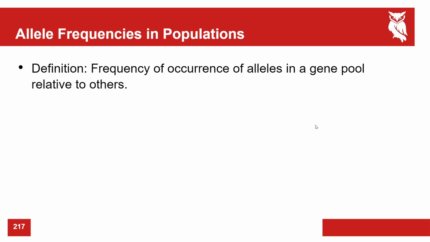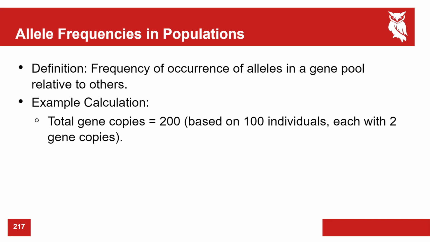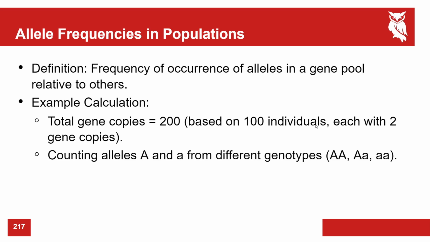So allelic frequencies are the frequency of occurrence of alleles in a gene pool relative to others. This will always be represented as either a fraction or a decimal, pretty much exclusively below 1. It will never be above 1. For example, let's say we have 200 gene copies. That's based on 100 individuals, and remember, each individual has 2 copies of each gene, one from the mother, one from the father.